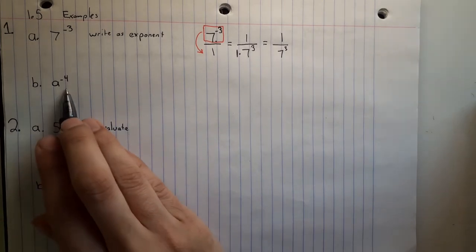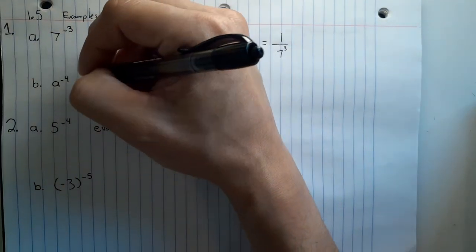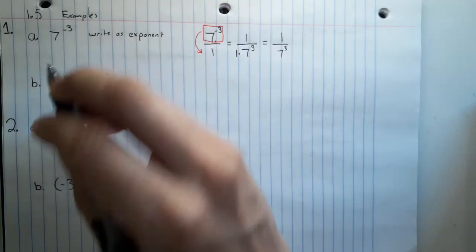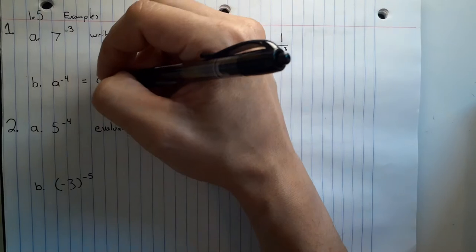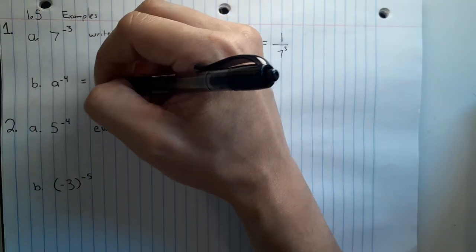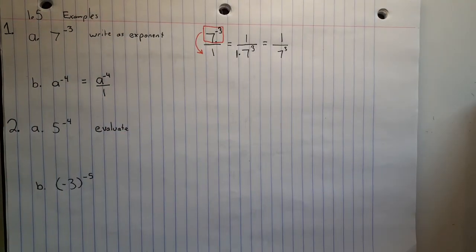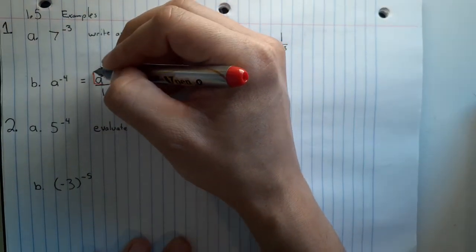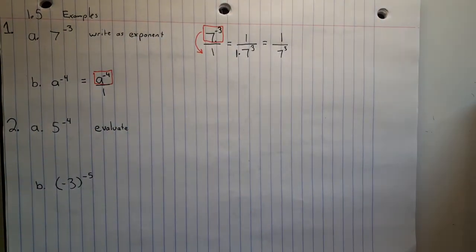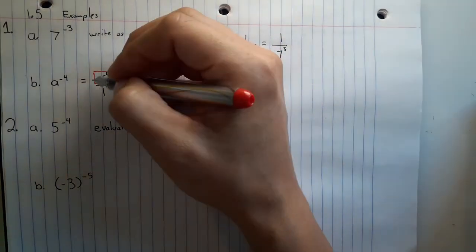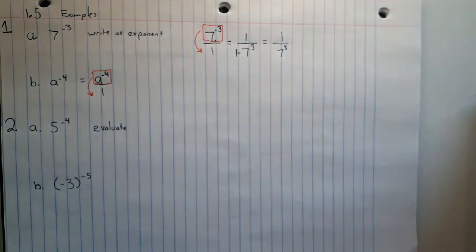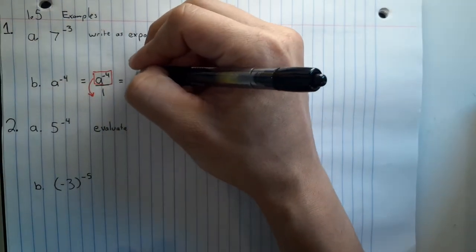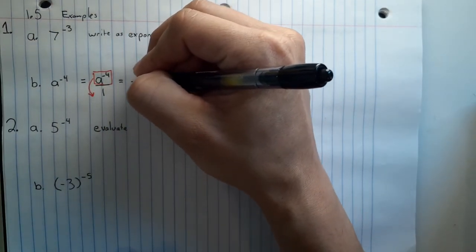So a to the power of negative 4, that's the same as saying a to the power of negative 4 over 1. So now, because a has a negative exponent, it's going to move. So we end up with 1 over a to the 4th.